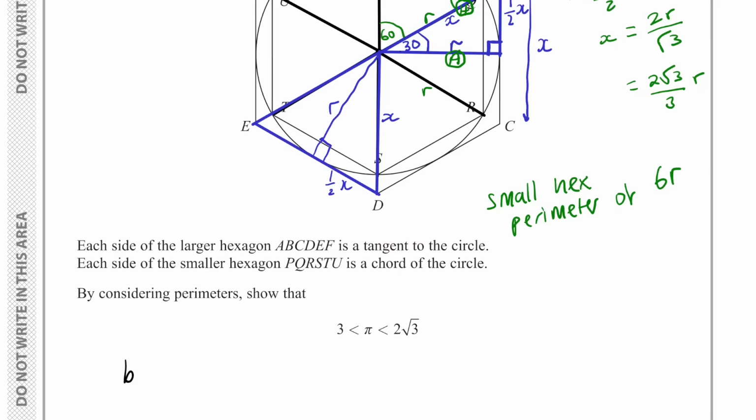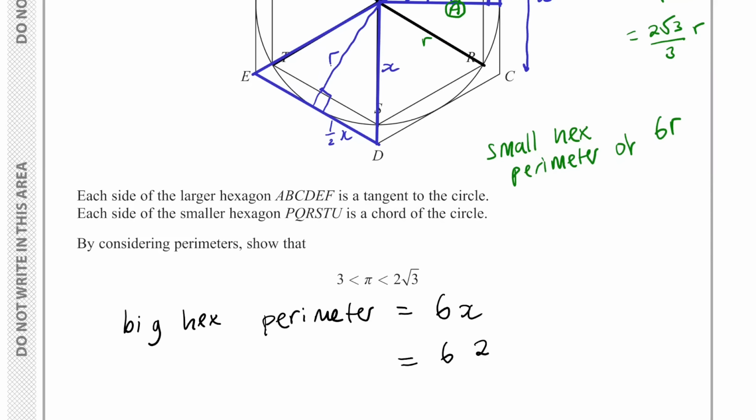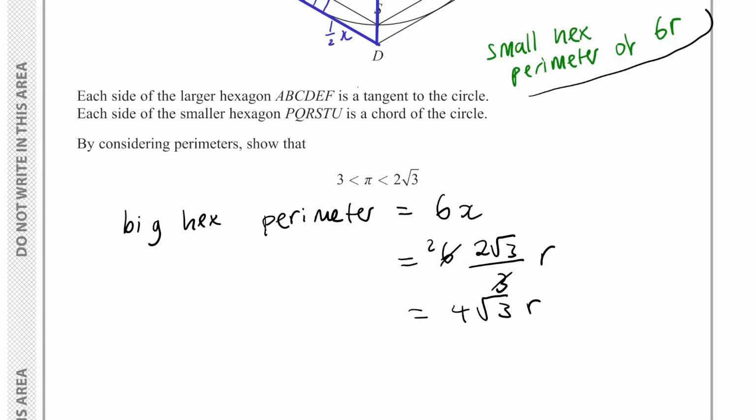So for the big hex, the perimeter is 6 lots of x, 6x, which is 6 times 2 root 3 over 3 r, and 6 over 3 cancels to 2, so it's 4 square root 3 times the radius. So we've got the small hexagon's perimeter, the big hexagon's perimeter. By considering perimeters, show that pi is in between 3 and 2 root 3.